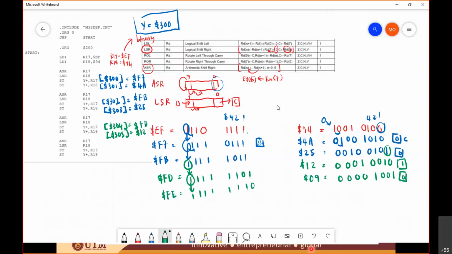Okay, and then you store to the address that is pointed by Y. So now Y points to address 306, and the value you store here is FE, and increment Y by 1, so Y points to address 307, and it will store value 09. What is the latest address pointed by Y? Is it 307 or 308? Okay, 308. After you store the value from R18 to this address, then you increment your Y. So Y is 308.